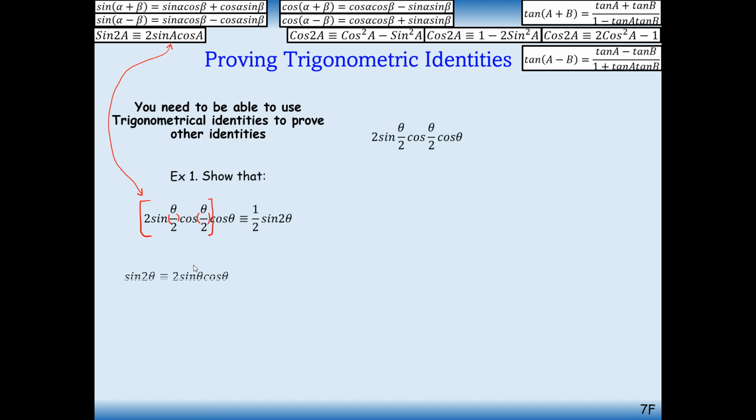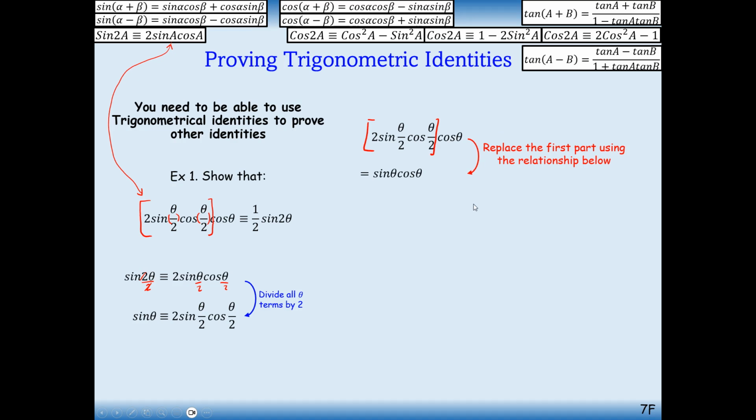So looking at this expression, if we take any of those angles and divide them by 2, dividing each and every angle here from the formula by 2, what we end up with is simply sine theta. So the very first two terms here with this scale factor of 2 can be replaced with sine theta. So we will simply have sine theta times cos theta. But there's nothing like half of sine 2 theta yet. What do we do then?